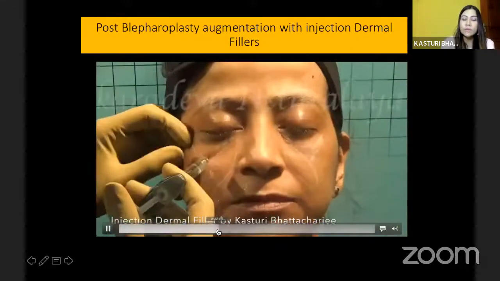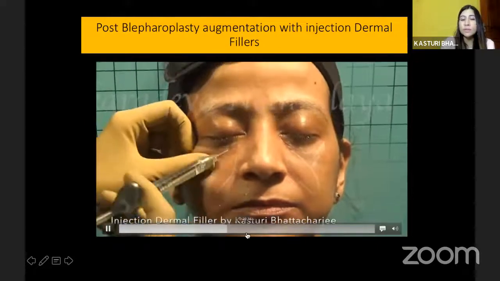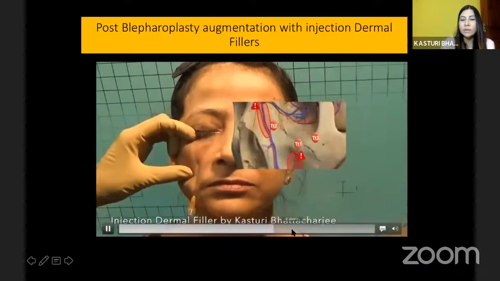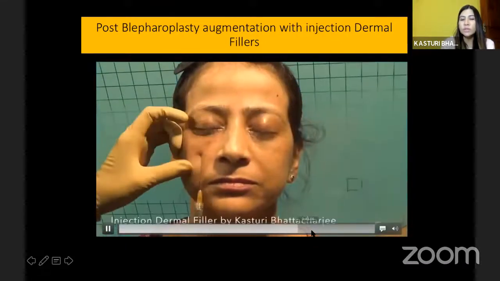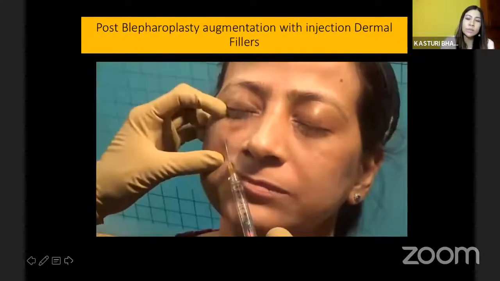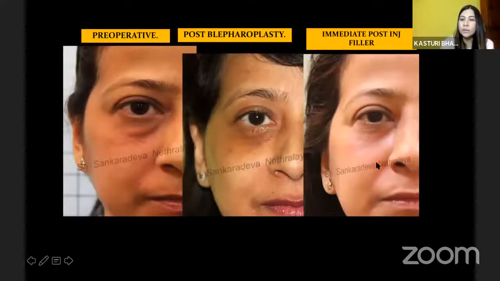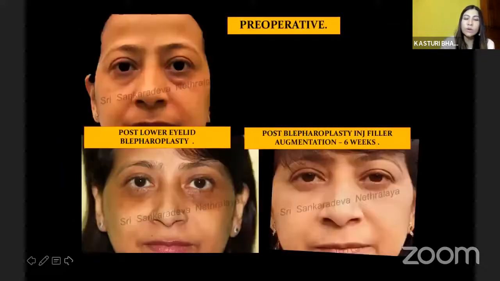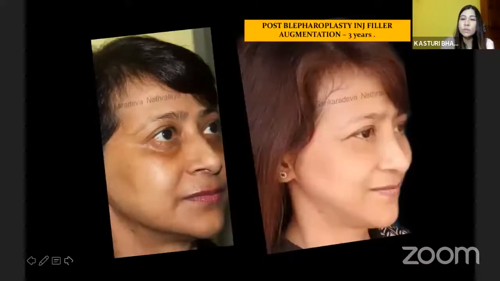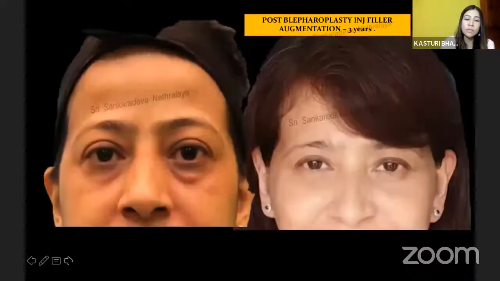In this lady, three months after the blepharoplasty procedure, you can see a dermal filler has been injected with a cannula, because I always feel the tissue integration is better, and especially post-surgical, the cannula is much better than the needle. And this is how she looks immediately after the injection of the filler. You can see the pigmentation is much less, and also the hollowness is much less, and she looks a totally different patient after multiple sittings of filler following the blepharoplasty procedure.